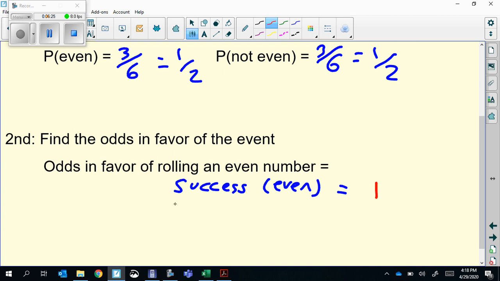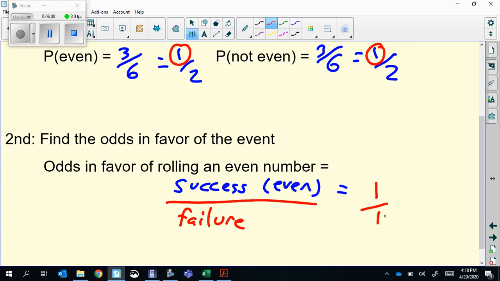Even would be a 1, and then we look at success over failure for in favor. A failure would be a not even, or an odd, which we reduce to be 1 as well. So it's 1 to 1 odds in favor of rolling an even, which just means it's even odds. The odds are equal odds would be another way of saying that.